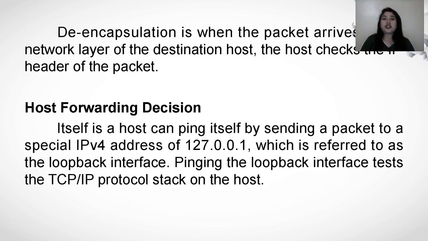Encapsulation: when the packet arrives at the network layer of the destination host, the host checks the IP header of the packet. Host forwarding decision: a host can ping itself by sending a packet to a special IPv4 address of 127.0.0.1, which is referred to as the loopback interface. Pinging the loopback interface tests the TCP/IP protocol stack on the host.